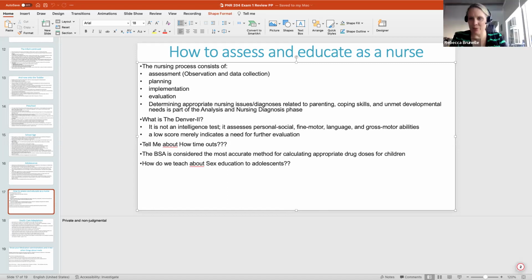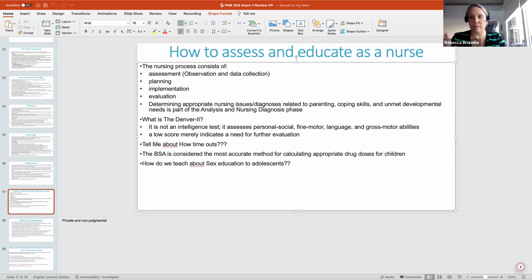No, how about Curleen? Do you remember the Denver 2, Curleen? Yeah, it's not for intelligence. It's just to see their growth at their current age, to see if they're developing correctly. Right. There are 4 different areas that they look at, and that's the main thing. It's something you can do in the pediatrician's office. A lot of times the nurse can do it. So it's not diagnostic of anything.